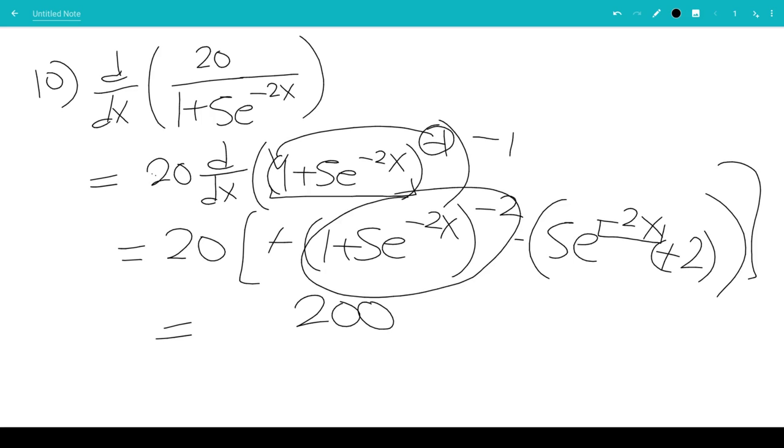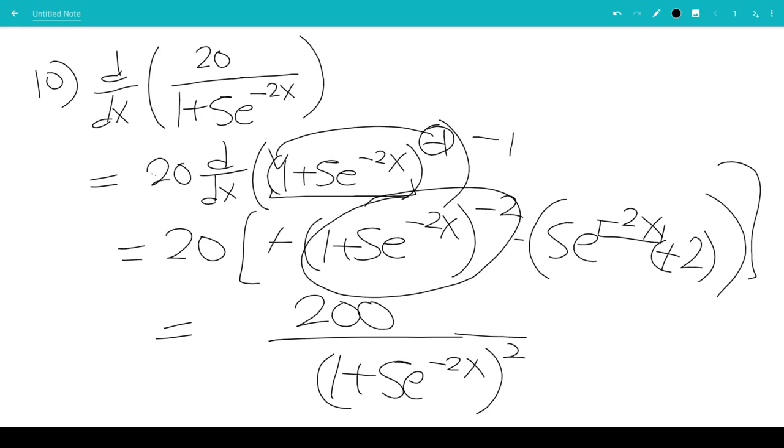This term can go to the denominator, so it would be (1 plus 5e to the minus 2x) squared, and we have e to the minus 2x, which we can bring down to be e to the 2x, and that is the derivative of this. That's the end of the video.